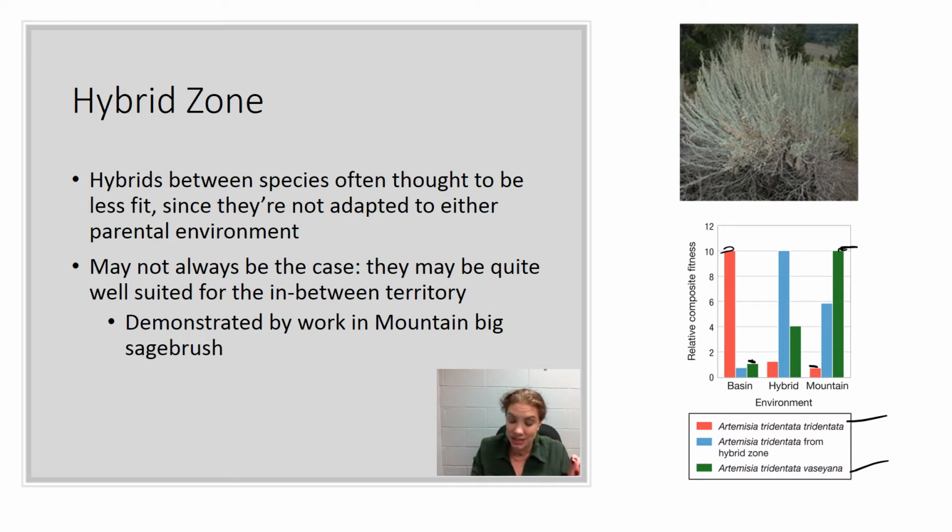But what becomes really interesting is what happens in particular when you look at the hybrid versions of these particular plants. In the basin region, the hybrids didn't do so well. They did okay, but not great in the mountain regions. But in the in-between territory, the hybrids between the vassiana and tridentata did the best, right in the middle.